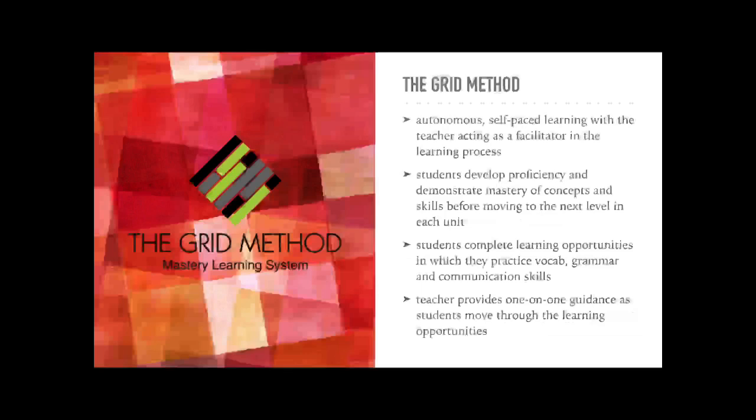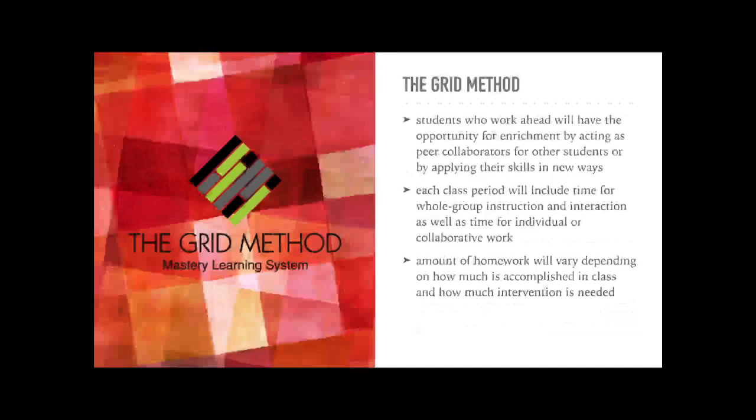Students complete learning opportunities in which they practice vocab, grammar, and communication skills. And the teacher provides one-on-one guidance as students move through the learning opportunities. As I said before, students who work ahead will have the opportunity for enrichment, either by completing a project or they might serve as peer collaborators in the classroom helping their classmates. In each class period, we will have whole group instruction and interaction still, and then also a little bit of individual and collaborative work. So we aren't getting rid of the whole group instruction, it's just dividing our time a little bit differently.